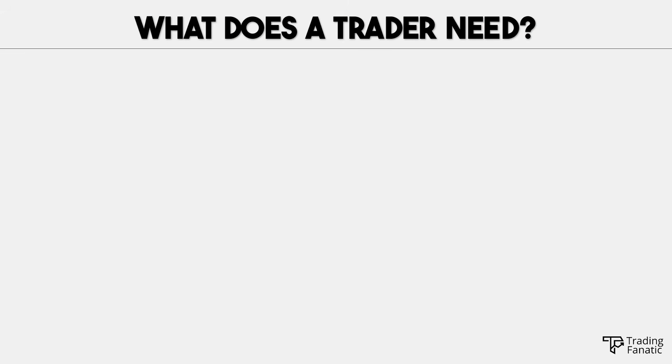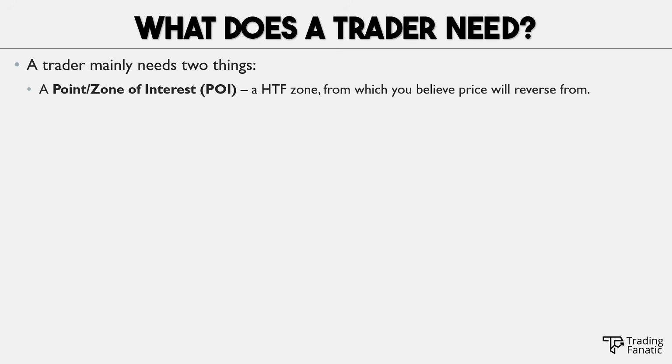Here's a funny question. What does a trader need? Well, a trader mainly needs two things. A point or a zone of interest, which is what we call a POI, which is a high time frame zone from which you believe price will potentially reverse. And then what you simply need is an entry model, which is a confirmation that your POI is actually going to hold, and a way to enter from that POI.